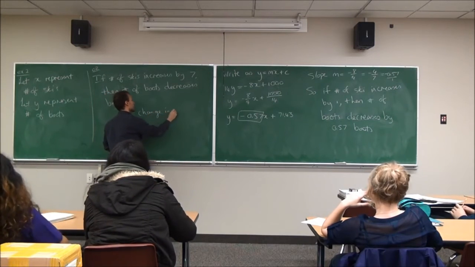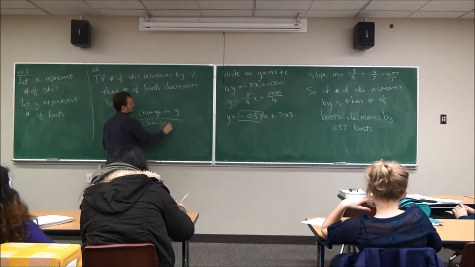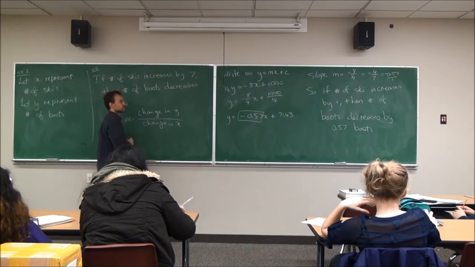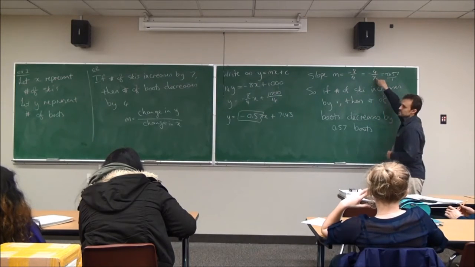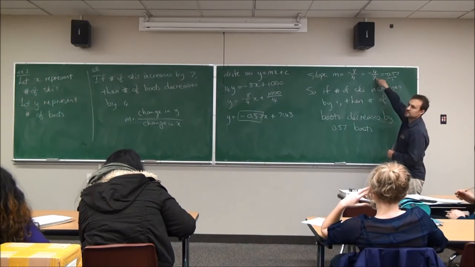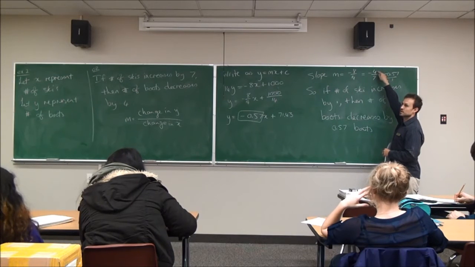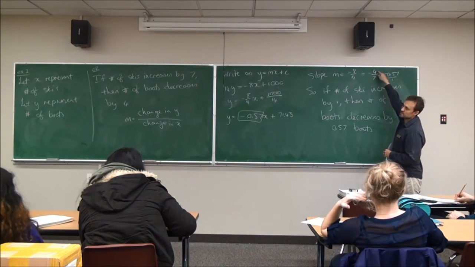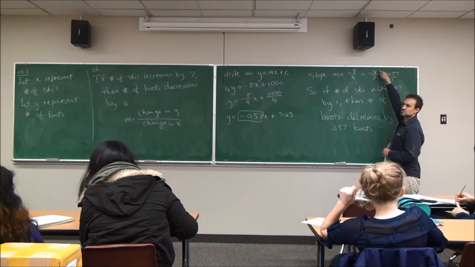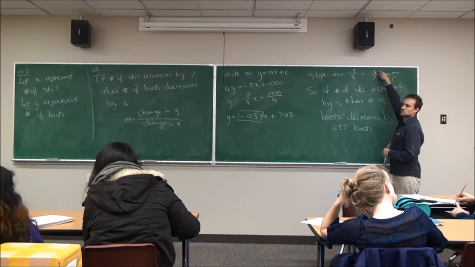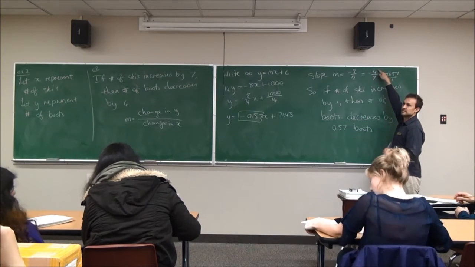change in y over change in x. So the bottom guy is the change in x, and x means skis. The top guy is the change in y, and y means number of boots. So I can't swap them. This is skis and this is boots, because this is x and this is y. Right?